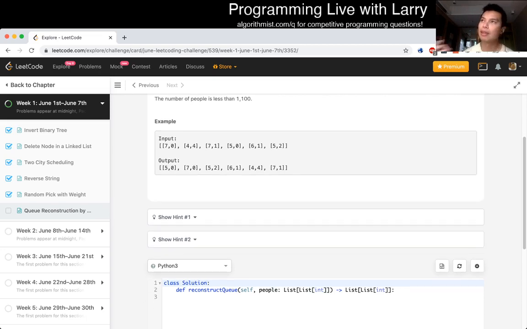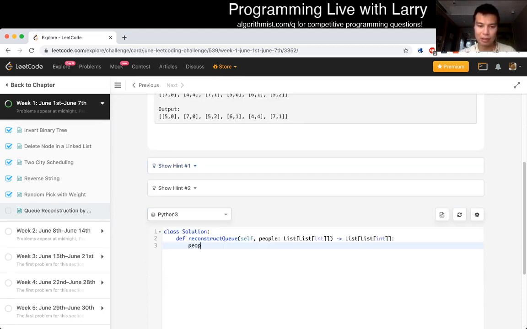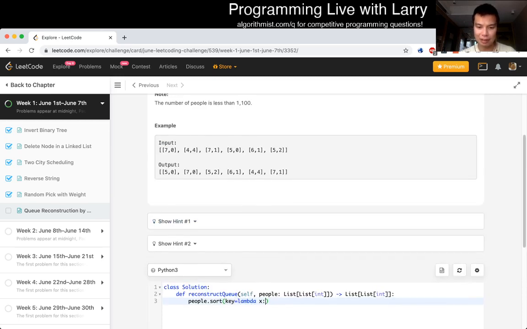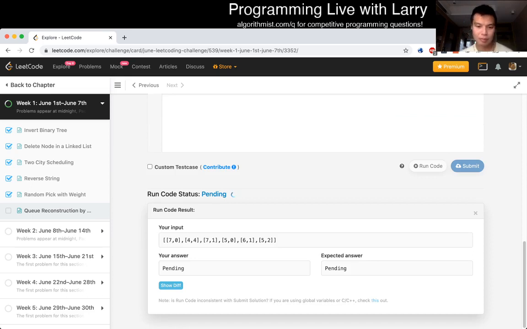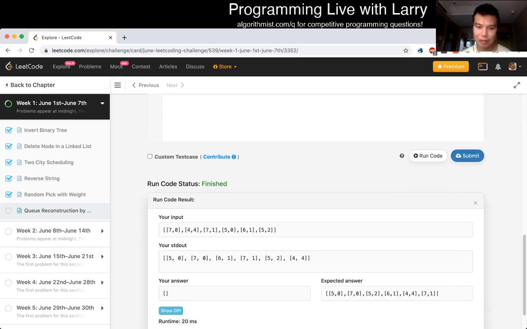And I think another thing that I'm thinking of is, okay, in these problems, I'm trying to think about an invariant. Let's say that we sorted already. Let's sort this first. People.sort, key is equal to, so now we want to sort by, let's just say, the second element and then the first element. Right? And then now let's print that out just for a visualization. So we have this thing, which we know is not correct.